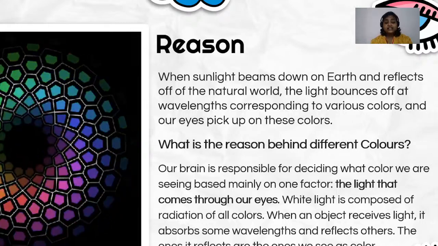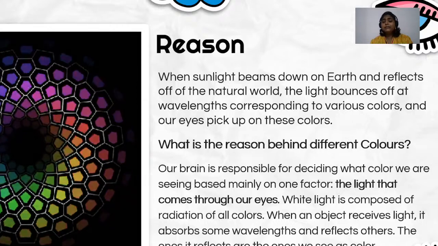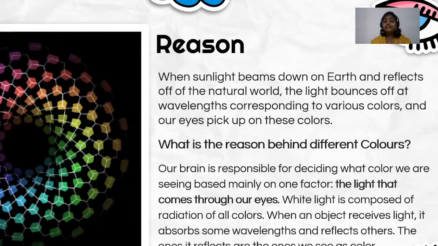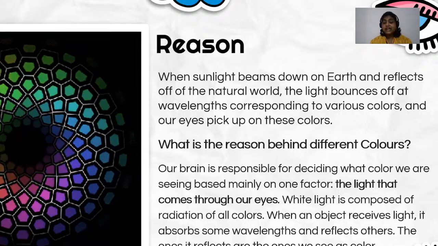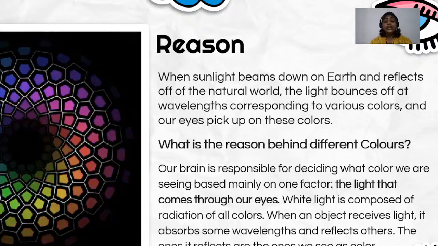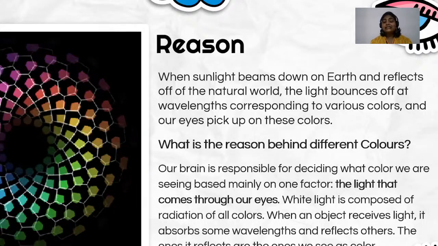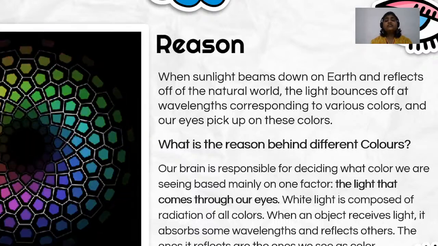Why there are different colors in nature. Okay, so when sunlight beams down on Earth and reflects off the natural world, the light bounces off at wavelengths corresponding to various colors, and our eyes pick up on these colors. And what is the meaning of wavelength, students?